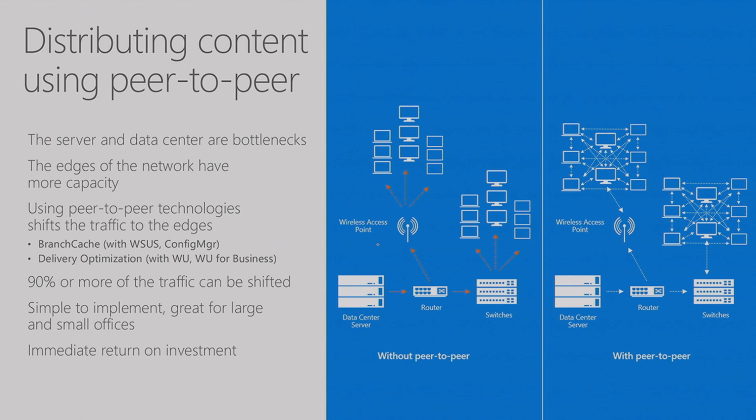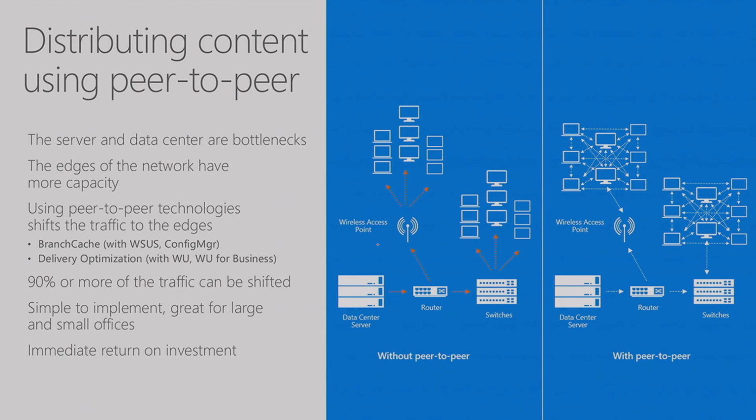We can use BranchCache with WSUS and Config Manager. We can use Delivery Optimization with Windows Update for Business and WSUS. And then Config Manager has their own caching mechanism that's currently in preview that will enable peer-to-peer sharing with their future release as well. By implementing those, we can really drastically alter the amount of network traffic that comes back to the data center. The typical testing that we've performed has shifted 90% of that out to the edges of the network. So it's a pretty significant change for a fairly minimal investment.